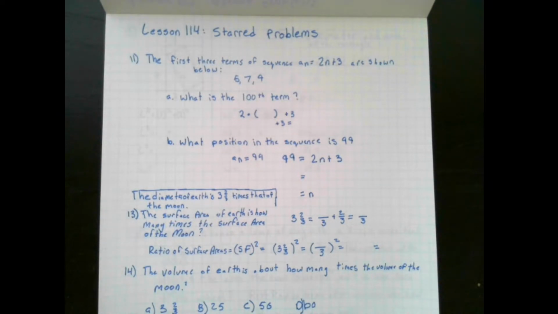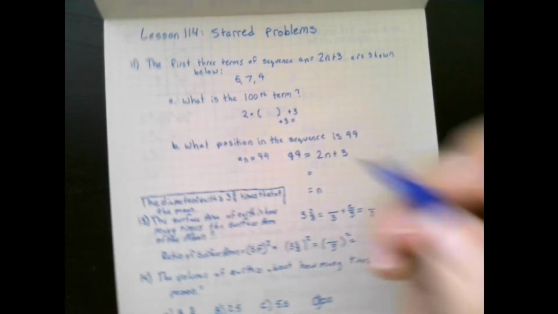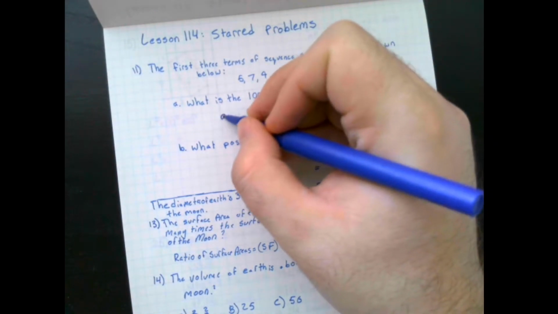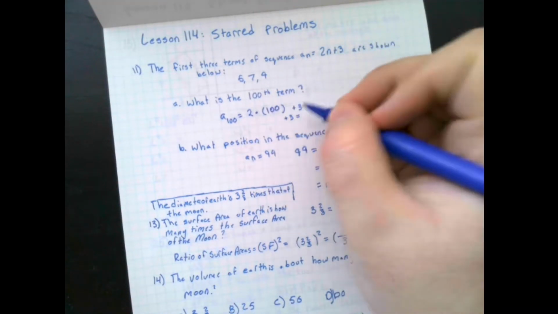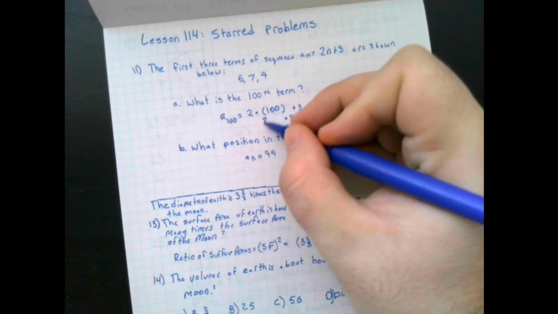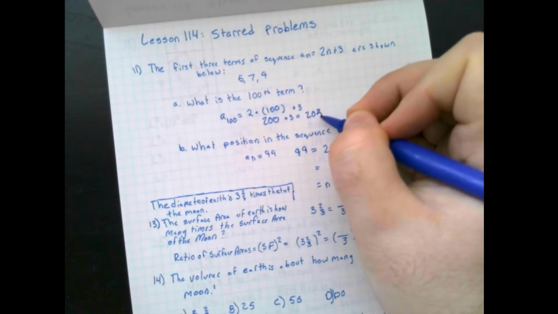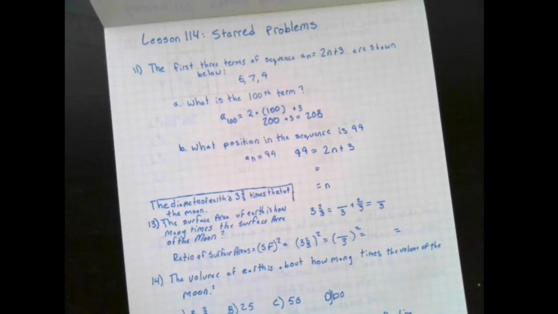Question number 11 says that the first three terms of a sequence, a sub n equals 2 times n plus 3, are shown below. They're given as 5, 7, and 9. We're then asked to find the 100th term of the sequence. Remember that n is the position, 100, so a sub 100 will equal 2 times 100 plus 3. 2 times 100 is 200, so a sub 100 is 203. And that's all you have to do for part A.